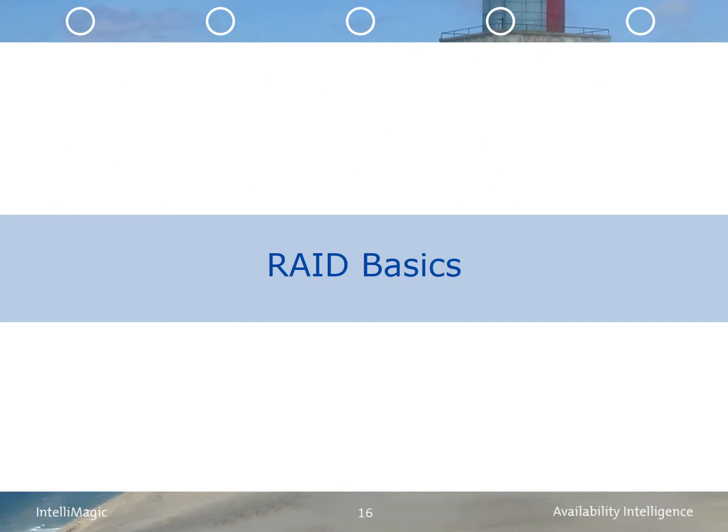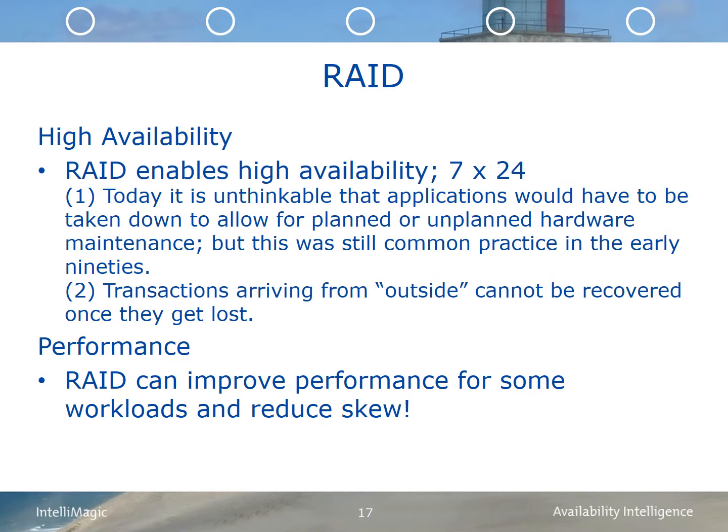In this section, we'll look at the basics of RAID technology. The term RAID is used to describe a redundant array of inexpensive disks. Its intention is to improve or increase the availability of disk infrastructure.